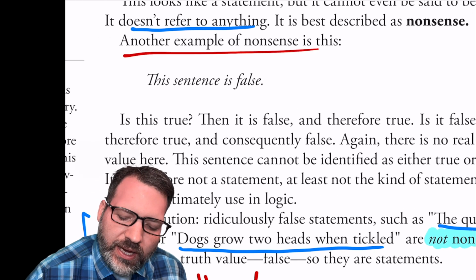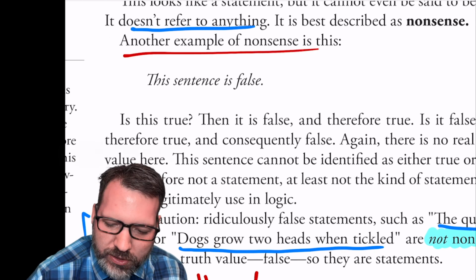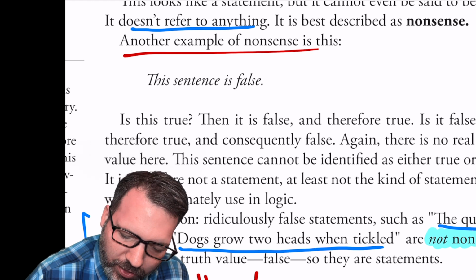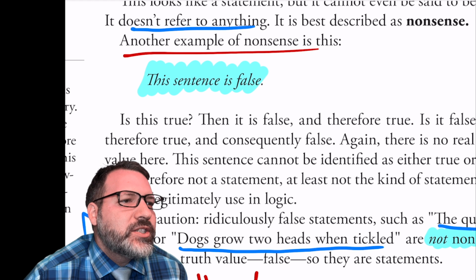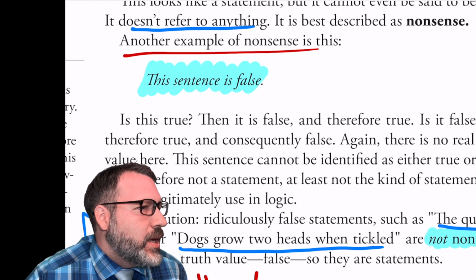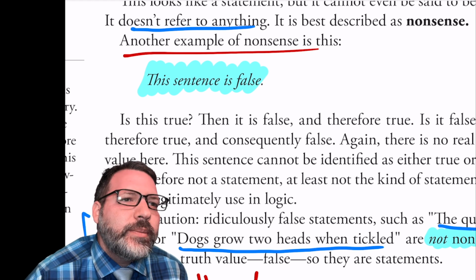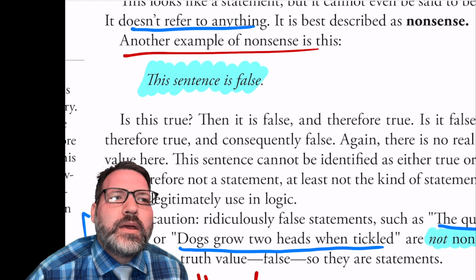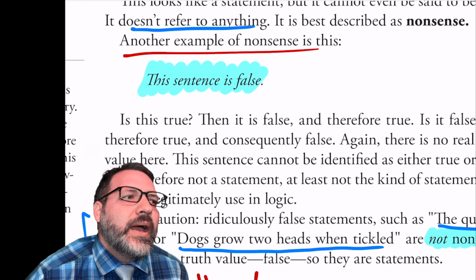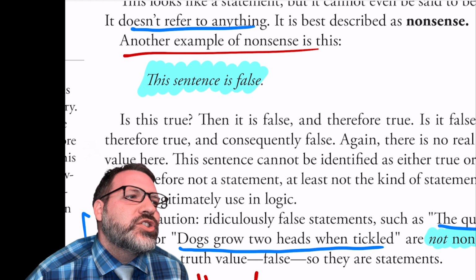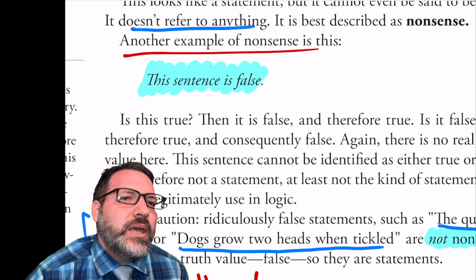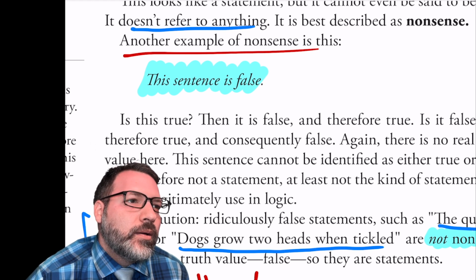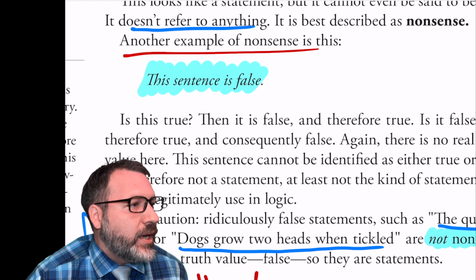Take a look at this second example of nonsense. This one's a little bit strange. This sentence is false. That certainly looks like a statement to me. It's a sentence, and it seems to be making a truth claim. But let's go through this one step at a time. If I say that it's true that this sentence is false, what must that mean? That it's true. Why? If I say it's true, it has to be true.